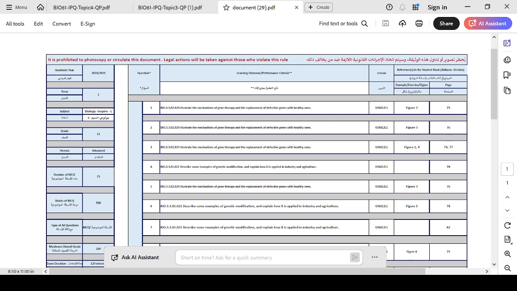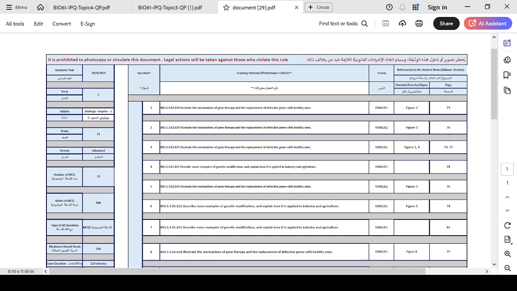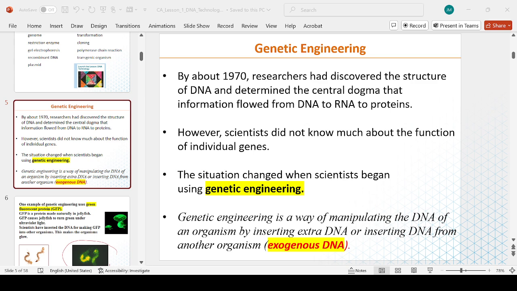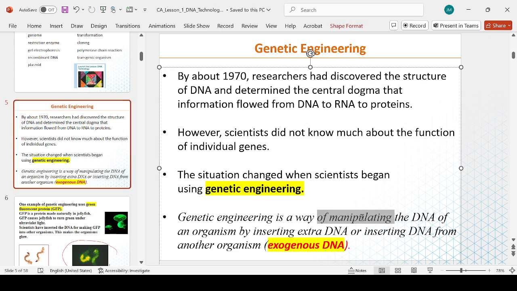Okay, let us start with PowerPoint in DNA technology. The first one talks about genetic engineering, which means a way of manipulating the DNA of an organism by inserting extra DNA from another organism. We call this exogenous DNA. We bring the desired DNA from another organism and put it in the DNA of the other organism. This piece of DNA from the other organism, we call it exogenous DNA.